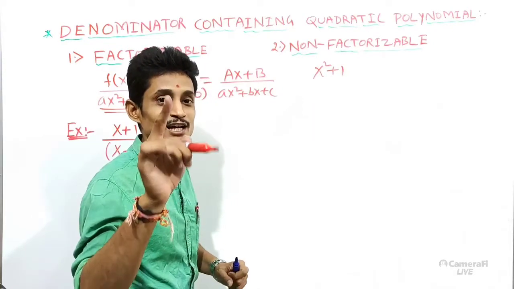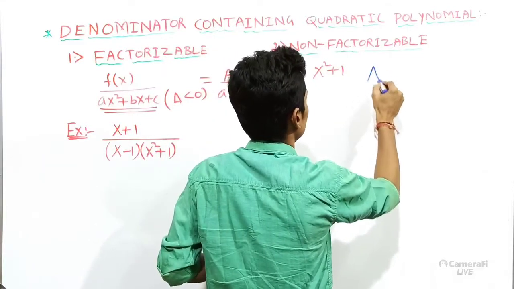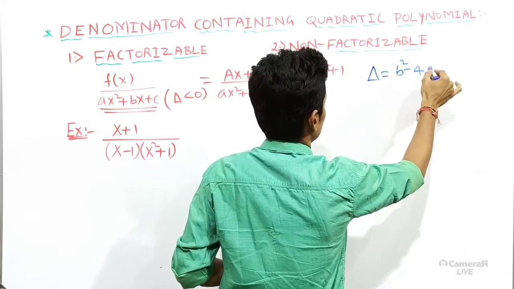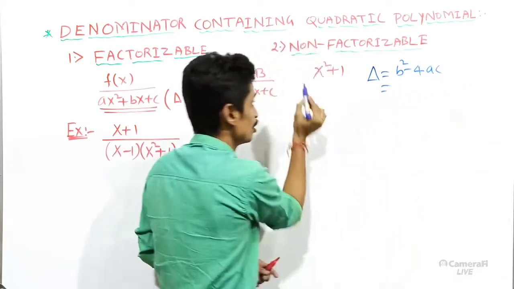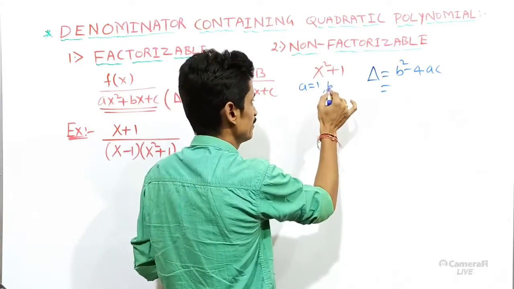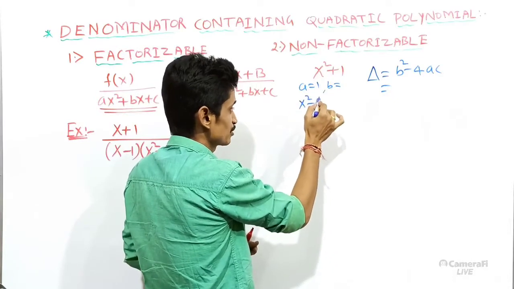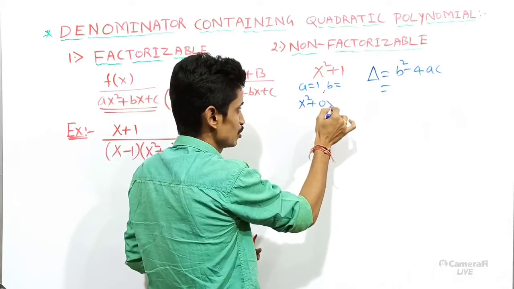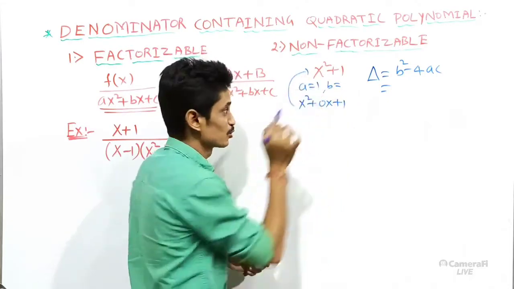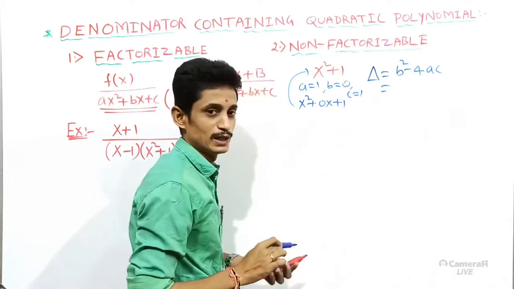That's why we have a discriminant formula. What is that discriminant formula? Discriminant is equal to b square minus 4ac. What is a value here? 1. What is b value? There is no b term in x square plus 0 times of x plus 1. In this form it has. So b value is 0, then c value will be 1.